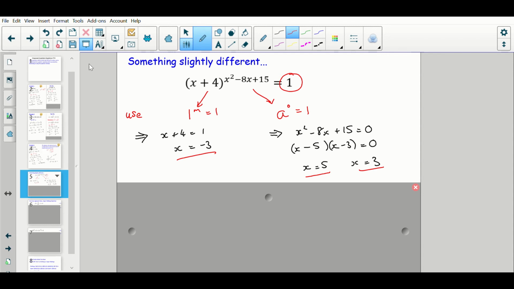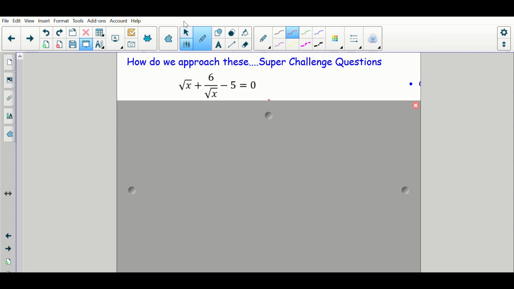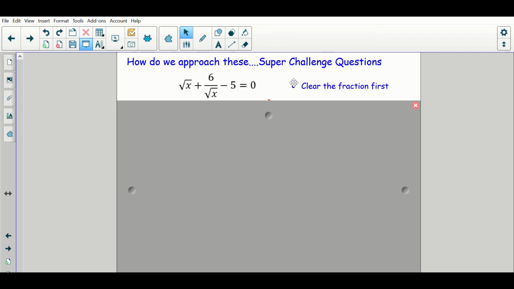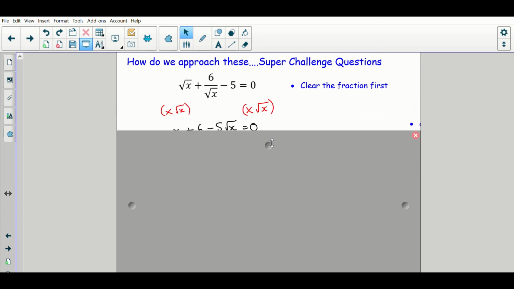If you're going to have a go at the super challenge, we're just going to have a look at how we start these slightly harder questions. We've just got a bit more manipulation to do before we can turn them into a quadratic equation. So this equation has got a fraction in it. As with any equation, the first thing we want to do is clear the fractions. So we're going to multiply every term in the equation by root x. In doing that, this is what we're going to get, because remember, root x times x is going to give me x.